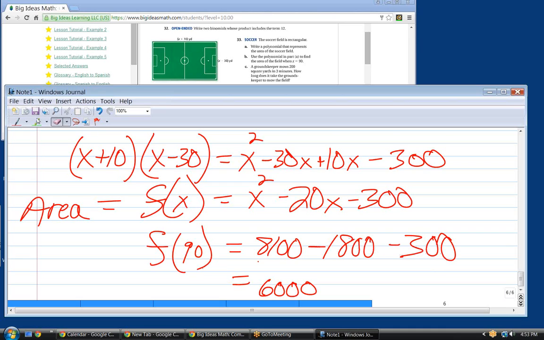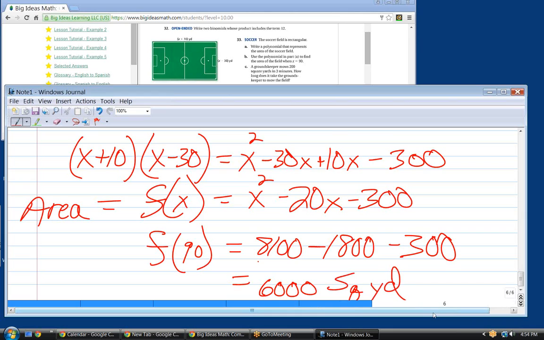So the area of the field when x is 90 is 6,000 what? Feet? Yards? Miles? Square feet? Square yards? It would be square yards, right? Square yards, yeah.